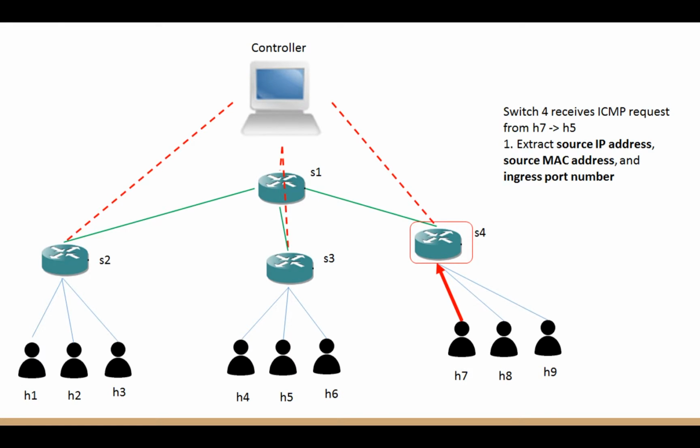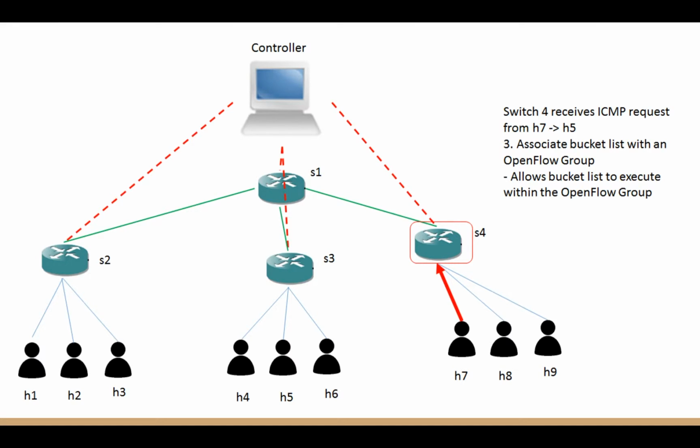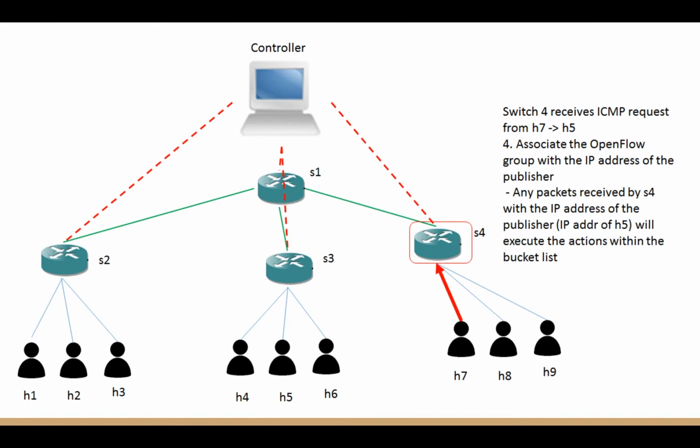H7 starts out by pinging H5, which is the particular host that he wishes to subscribe to. So H7 is the subscriber, H5 is the publisher. The source IP and MAC address and the port number of H7 are extracted. A bucket is then created, which has the action to replace any incoming packets with the IP and MAC address and port number of H7. So this bucket gets associated with an OpenFlow group, and finally we associate the OpenFlow group with the IP address of the publisher, H5.